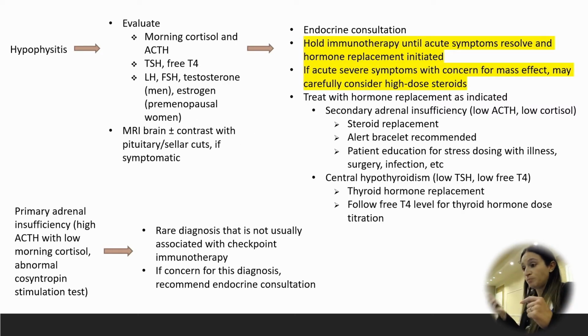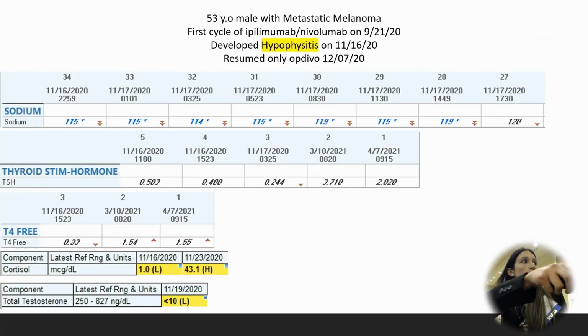Hypophysitis. You do the assessment. What do you do? You hold immunotherapy until the acute symptoms resolve. And you're only going to give steroids to a patient who is having symptoms of mass effect, meaning that the swelling is causing vision loss or headache. In the other patients, we're not going to give steroids. We're going to try to hold off on the steroids and eventually replace with physiologic doses, all right?